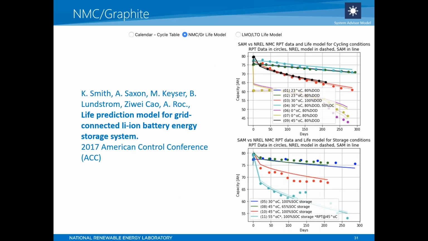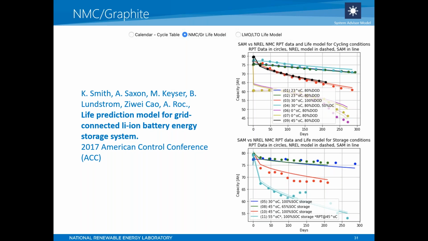So for the NMC graphite lifetime model, it's based off of a paper by Candler Smith at NREL called Life Prediction Model for Grid-Connected Lithium-Ion Battery Energy Storage Systems. And on the right here, we see a comparison of the SAM implementation of this model with the original NREL model implementation, as well as the lab collected RPT data.